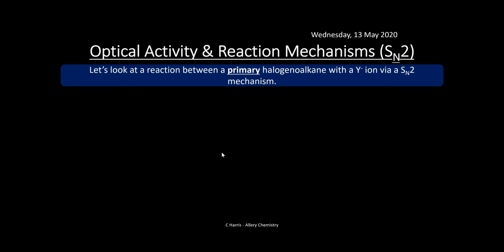Okay, so let's look at optical activity and reaction mechanisms for SN2 reactions. Let's look at a reaction of a primary halogenoalkane. You'll remember this from the kinetics 2 topic, where we look at the different types of reactions, SN1 and SN2. Primary halogenoalkanes go via SN2 reactions, and tertiary ones go via SN1 reactions. If you haven't, go back and have a look and you'll see a little more detail. So, the primary halogenoalkane with a Y minus via an SN2 mechanism.